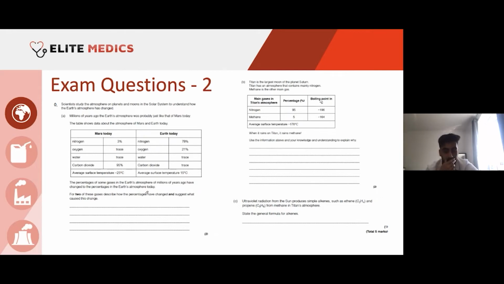Okay, so Earth's atmosphere a million years ago is likely to be the same as Mars. Okay, that's what they said. So you're comparing this to this. So we're saying that nitrogen has gone up, oxygen has gone up significantly, water has pretty much stayed the same, carbon dioxide has reduced significantly.